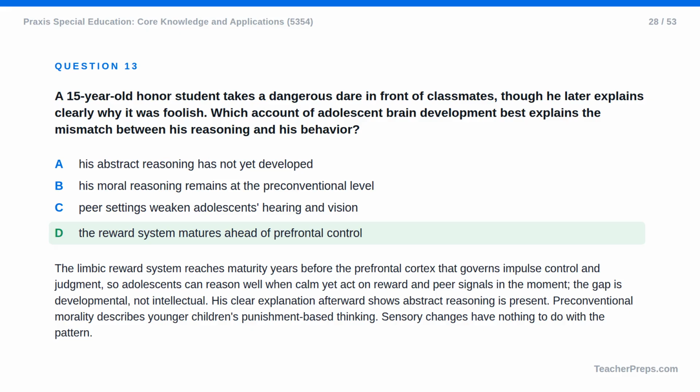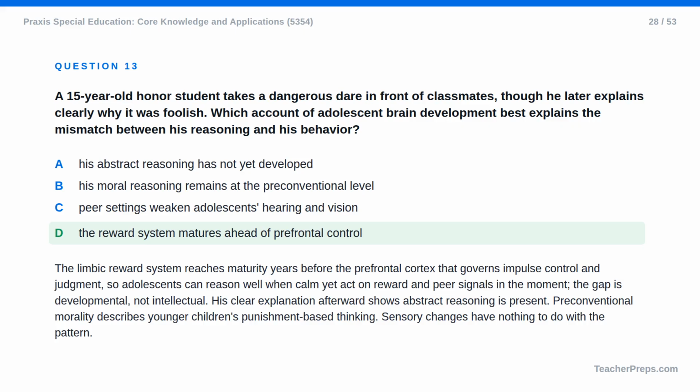The reward system matures ahead of prefrontal control. The limbic reward system reaches maturity years before the prefrontal cortex that governs impulse control and judgment. So adolescents can reason well when calm, yet act on reward and peer signals in the moment. The gap is developmental, not intellectual. His clear explanation afterward shows abstract reasoning is present.